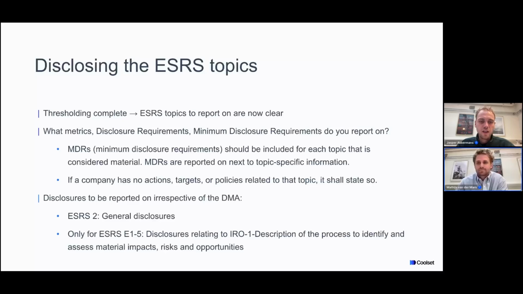And then the disclosures that you have to report on, irrespective of the DMA, is ESRS 2, which is general disclosures, which I mentioned quickly before, where it asks about the process of the double materiality assessment, which stakeholders were involved, and so forth. And then, for example, only for ESRS 1 to 5, you have to disclose on IRO 1, which is the description of the processes to identify and assess material impacts, risks, and opportunities. So you only have to do that for E1 to 5, for S1 to 4, and G1. You don't have to do this.